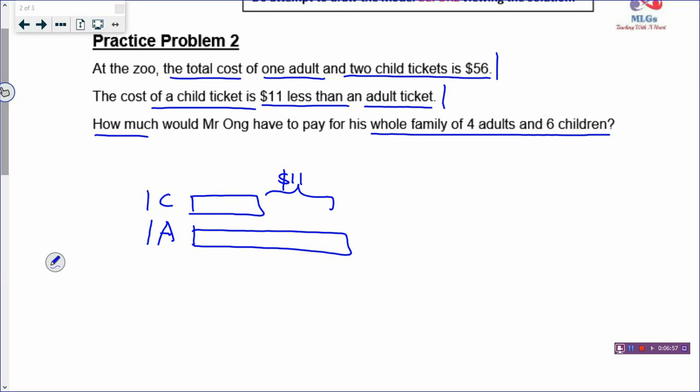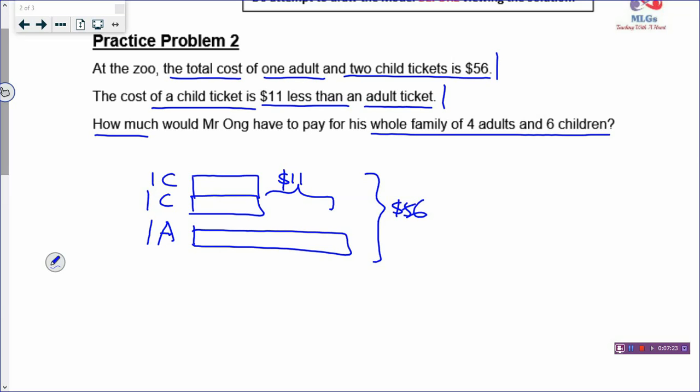Now we can come back to the first sentence and add on to the model. So you have the total cost of one adult and two children's tickets. So remember the stacking model, you just have to stack one more box on top, and now you have another child's ticket already. And the total cost is at the side, and that will be $56. Then how much will Mr. Ong have to pay for his whole family of 4 adults and 6 children?